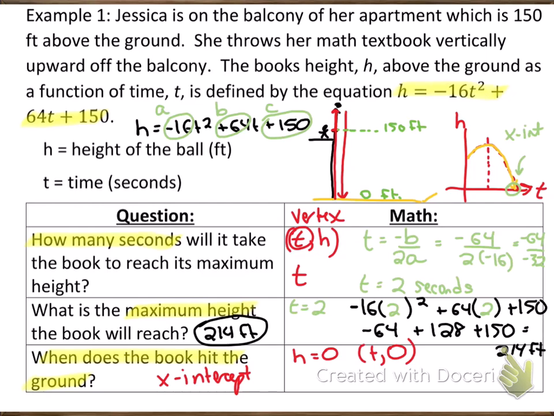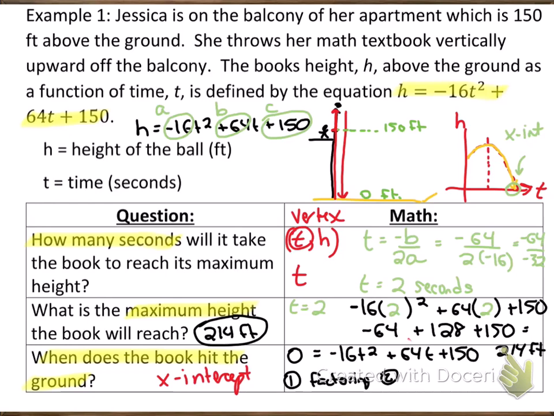Then it says, when does the book hit the ground, right? Well, the book hits the ground when my height is 0. Okay, so we need to put in 0 for our height and see if we can solve it. So we're going to have 0 equals negative 16t squared plus 64t plus 150. So let's think about the different ways that we have to solve this. Well, one way is factoring, right? We can always use factoring. If we think that we can factor something, that's not going to give us irrational or imaginary solutions, but if it's factorable, we can try it.